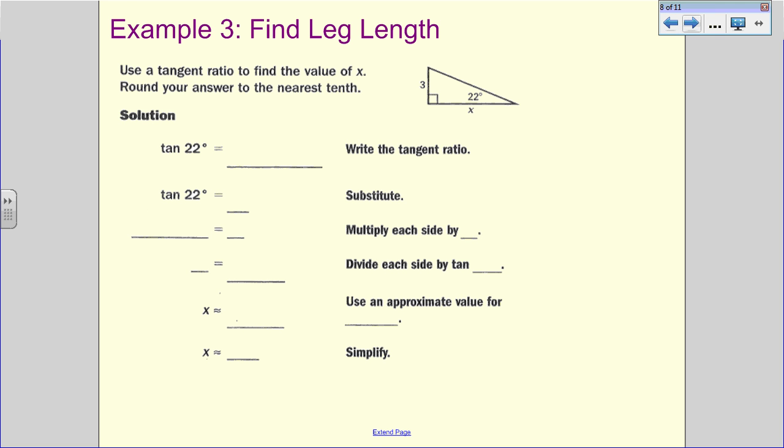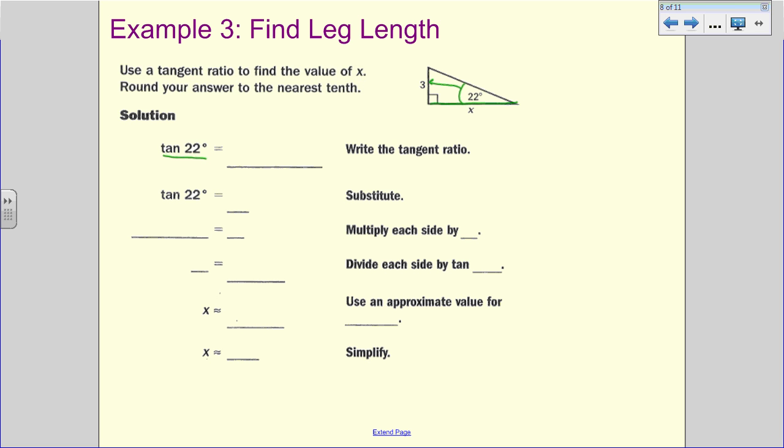Now we're going to go back and we're going to find a leg length. We're going to find the length of that leg. So how can we do that? Well, now we know an angle measurement. We have an angle of 22 degrees. And because 3 is opposite and x is adjacent, we know this is tangent. This is the only ratio you know, so everything is going to fit into that for tonight.